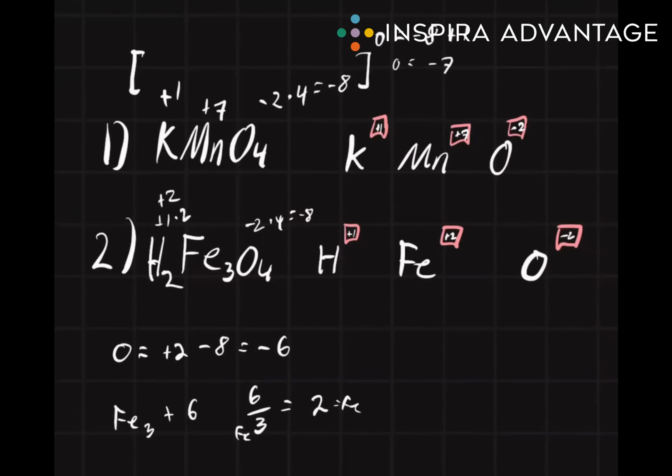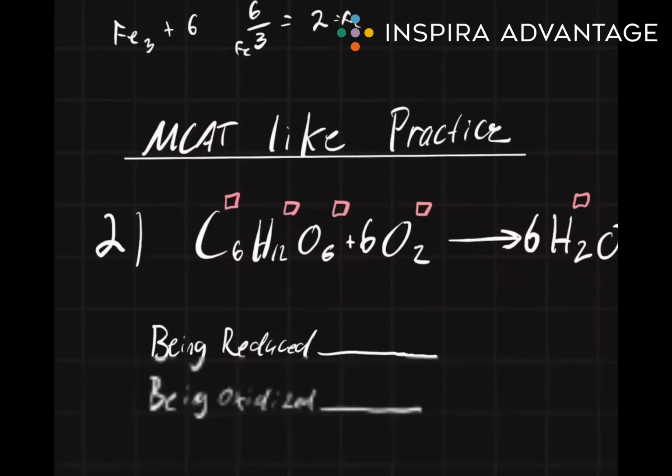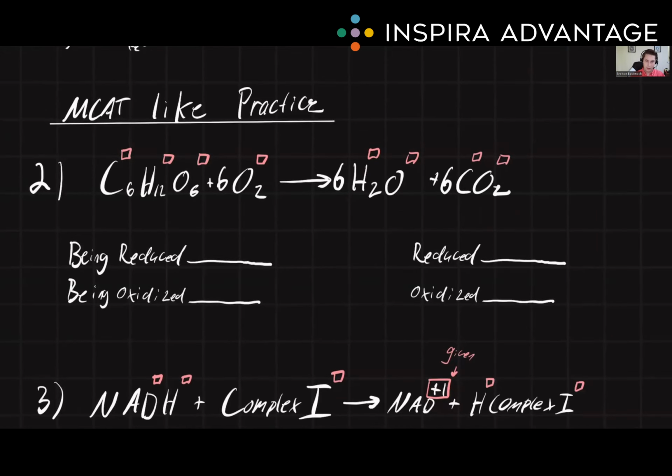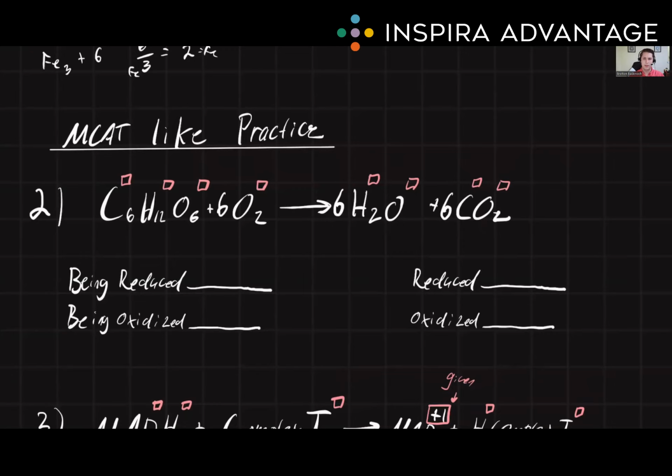Nice work. Now let's kick it up a notch with something you'd be more likely to see on the MCAT. A reaction asking you to identify what is being oxidized and reduced. Let's start with everyone's favorite glycolytic precursor. Just like last time, write down the individual charge on each atom, but also, I want you to write down which molecule is being reduced and oxidized.